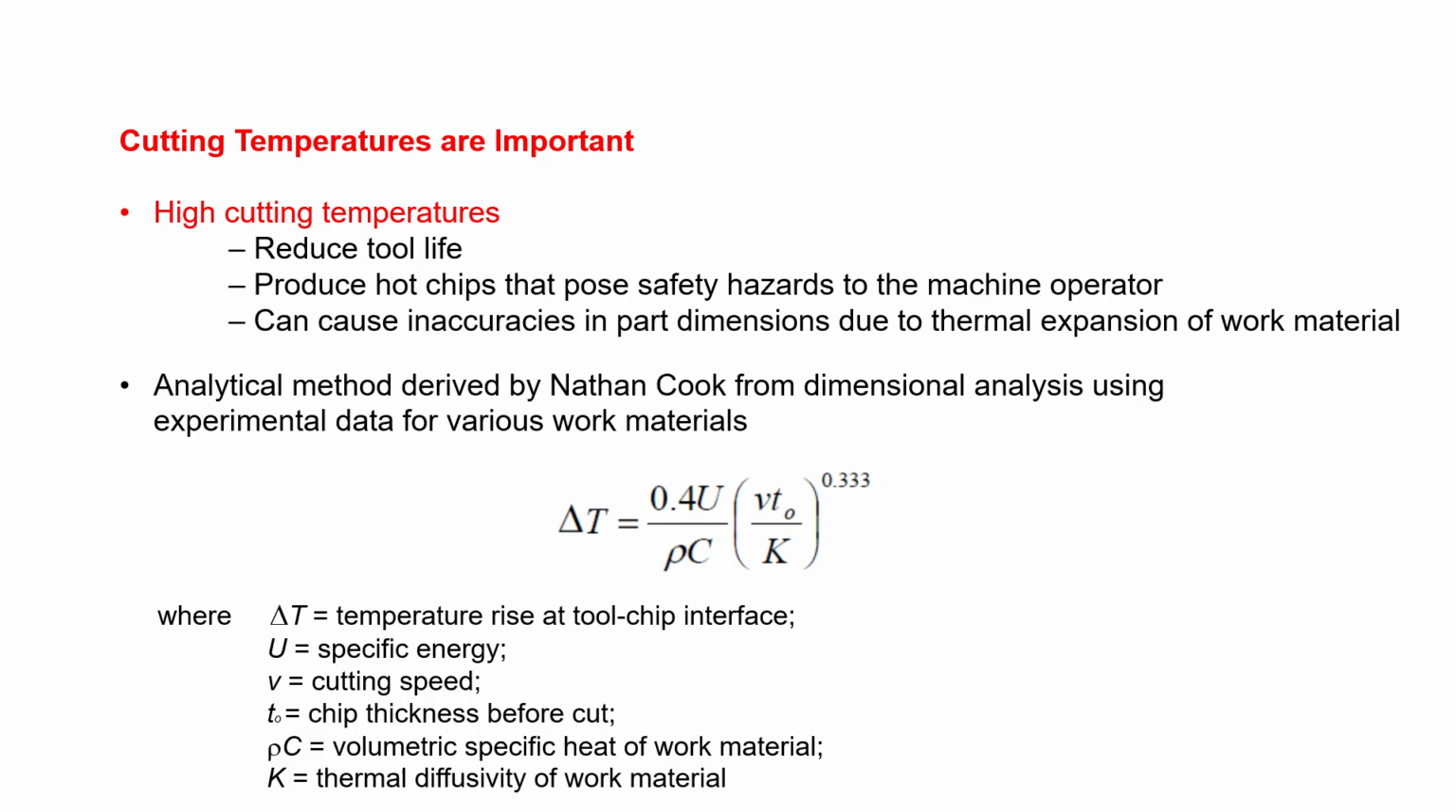And this equation tells us that the change in the temperature is equal to 0.4 multiplied by the specific energy divided by the volumetric specific heat of the work material, multiplied by the cutting velocity times the chip thickness before the cut divided by the thermal diffusivity, all to the power 0.333. So let's see how we can apply this equation to find the change in the temperature.